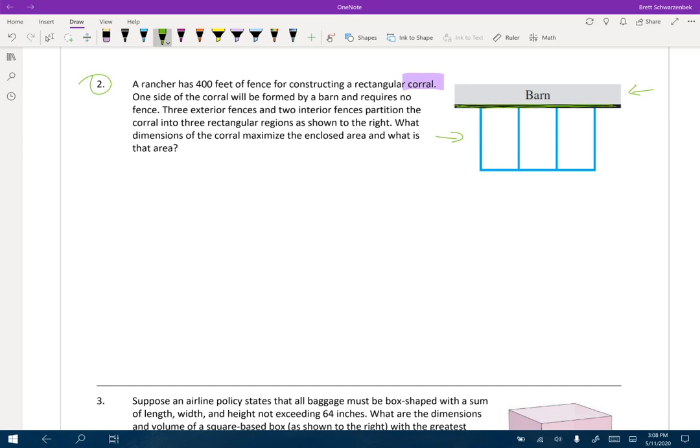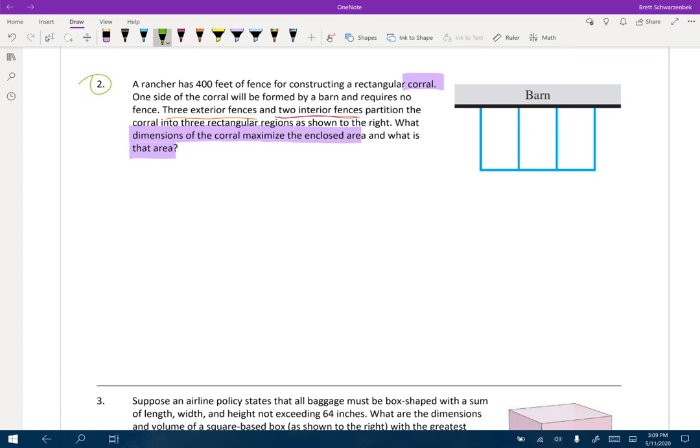There's also, it says, 3 exterior fences, so 1, 2, 3. And then there's 2 interior fences, so 1, 2. So that's what we're going to have to label as we go here when we're doing the actual problem itself. So what are we trying to find? We're trying to find the dimensions of the corral that maximize the enclosed area, and the area, whatever that area is itself. So same question as the last problem we have to get through.